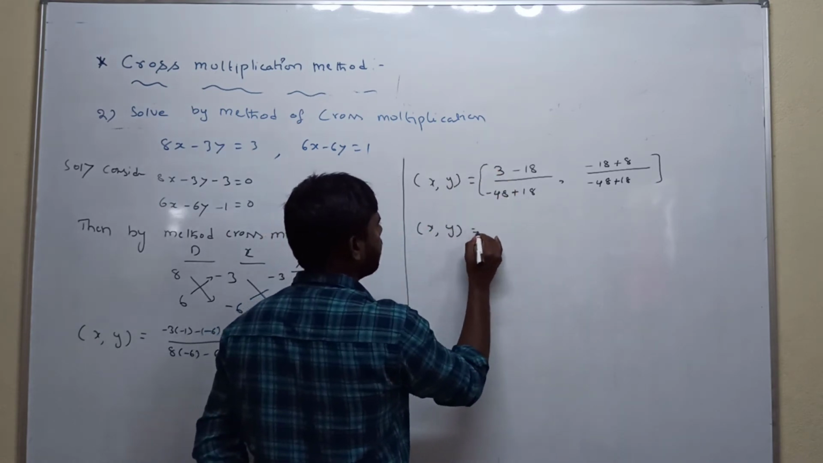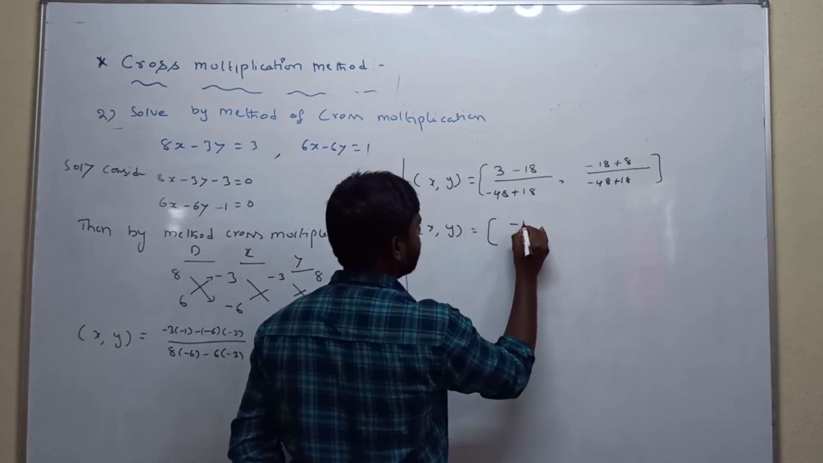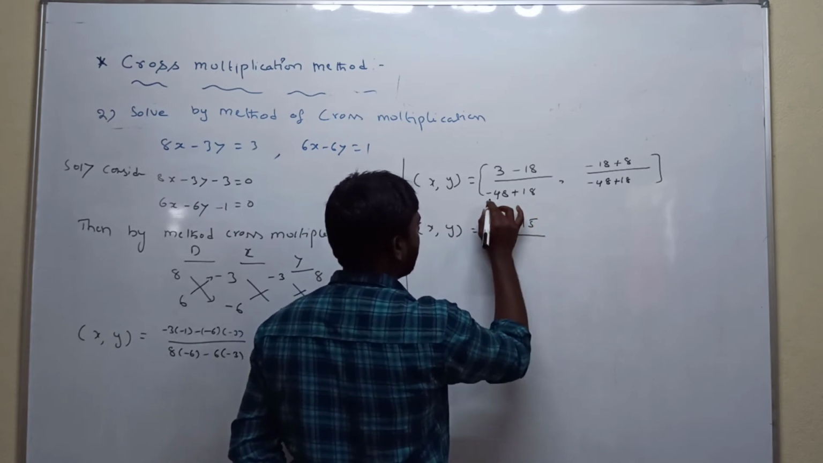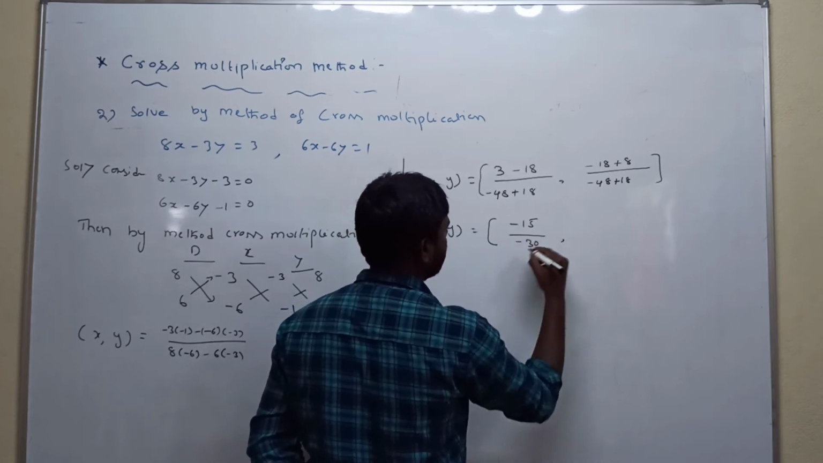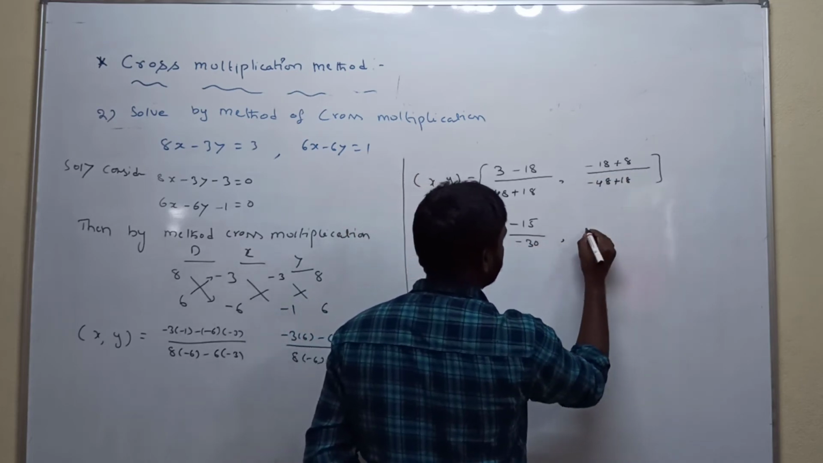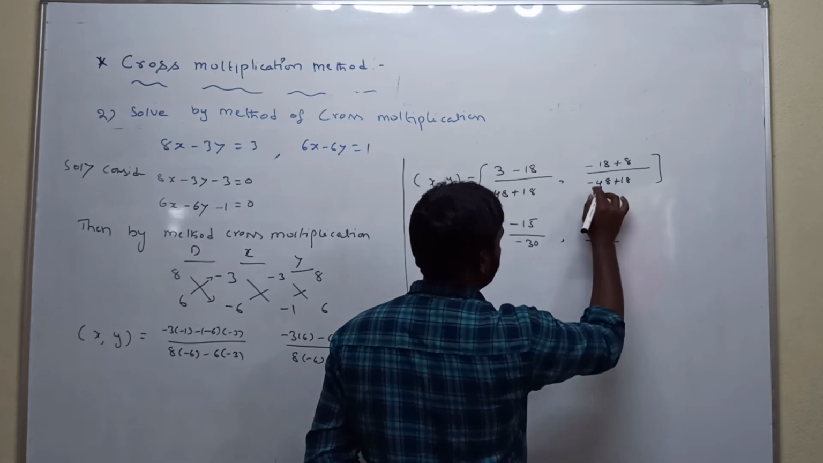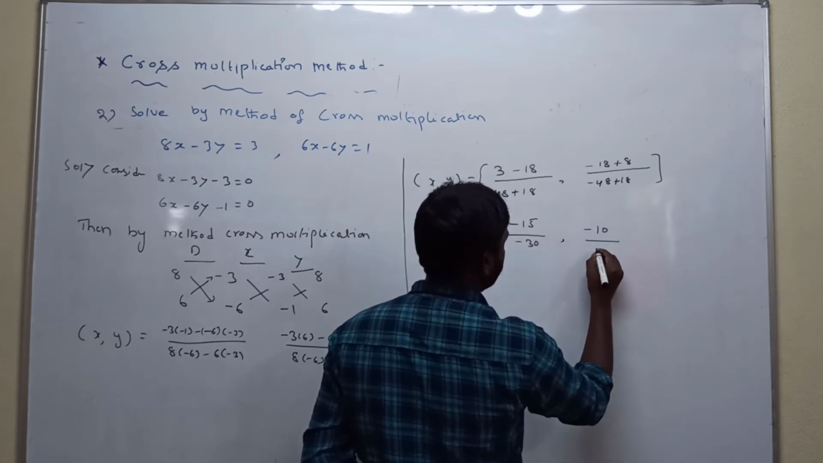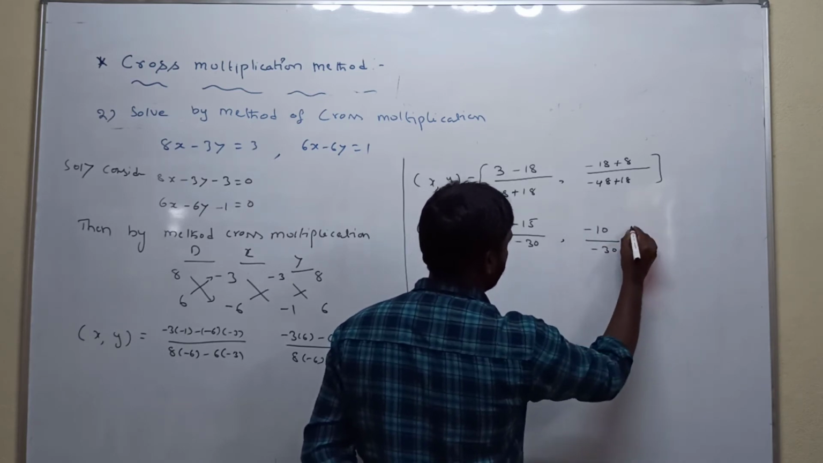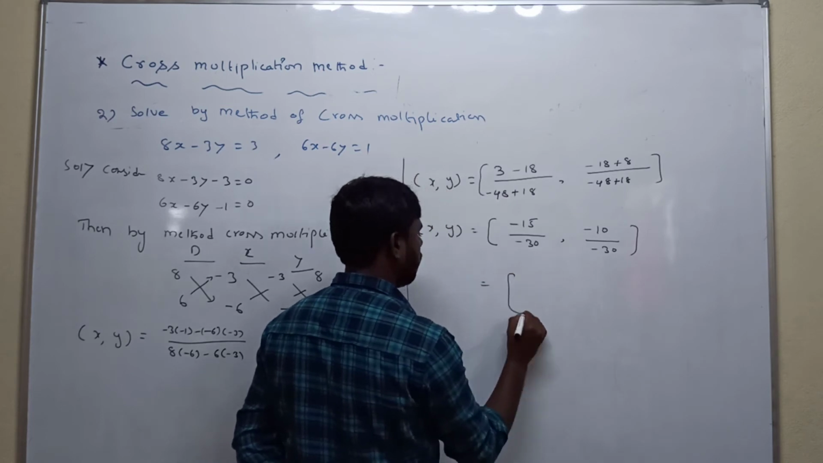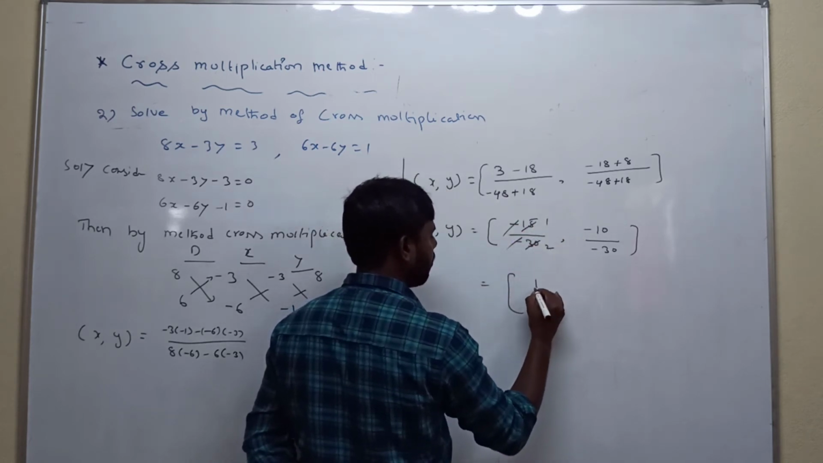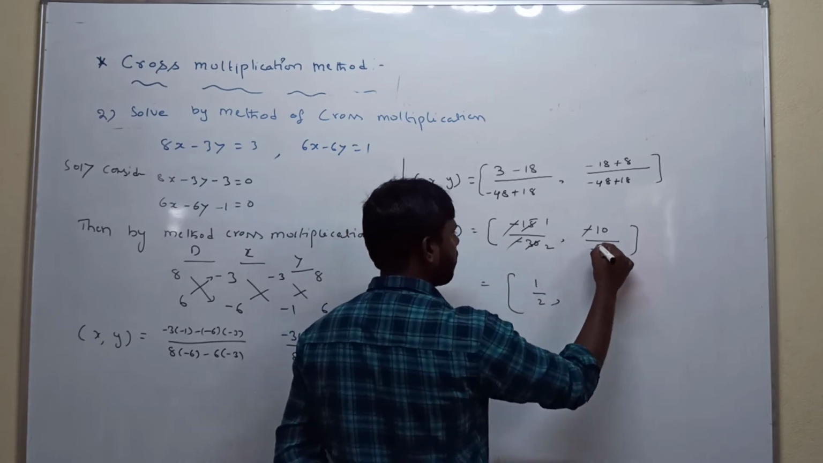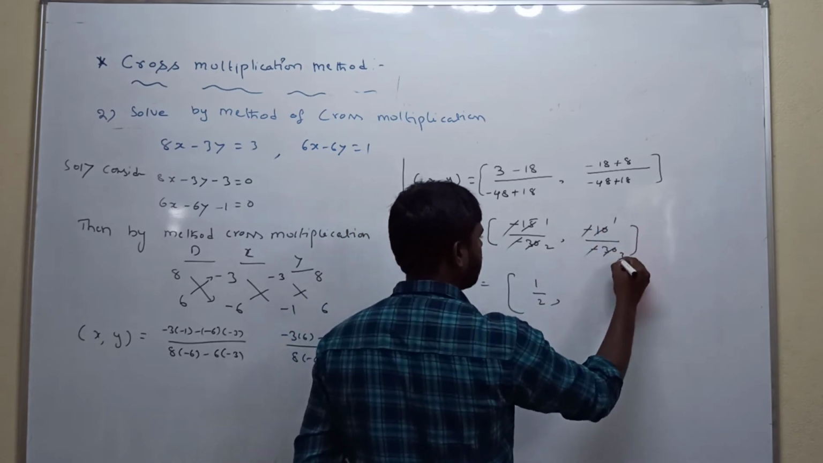x, y is equal to 3 minus 18, which is minus 15. Denominator: minus 48 plus 18 is minus 30. Minus 18 plus 8 is minus 10. Denominator minus 48 plus 18 is minus 30. So cancellation: minus 15 gets cancelled, 1 by 2. Minus 10 gets cancelled, 1 by 2.